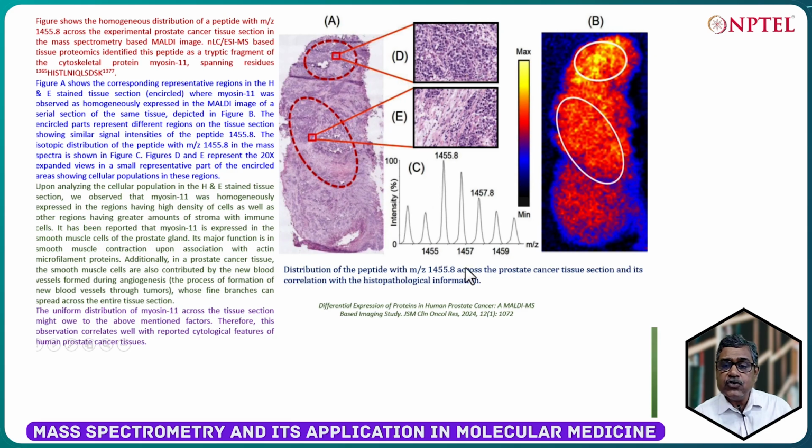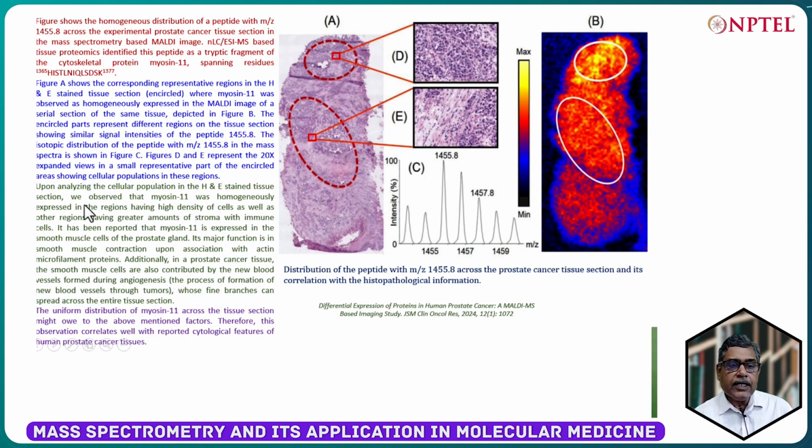Figure C is showing the isotopic distribution of the peak 1455.8. So, this is monoisotopic, then 1 C13, 2 C13, 3 C13, like that. We know that; we have studied it in detail. Now, figures D and E actually represent a 20x expanded view of a small representative part of the encircled areas, showing the population in this region, how the cells are populated, the cancers and all.